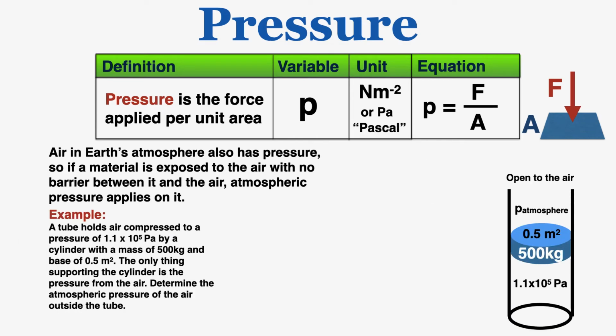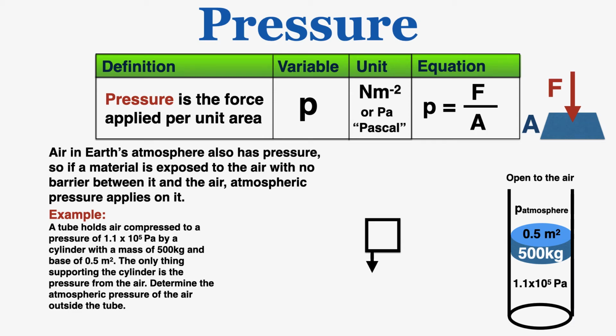Air in Earth's atmosphere also has pressure, so if a material is exposed to the air with no barrier between it and the air, atmospheric pressure applies on it. As an example, a tube holds air compressed to a pressure of 1.1 times 10 to the 5th Pascal by a cylinder with a mass of 500 kilograms and a base of 0.5 meters squared. The only thing supporting the cylinder is the pressure from the air, and we want to determine the atmospheric pressure of the air outside the tube. I'll draw a free body diagram to figure this out.